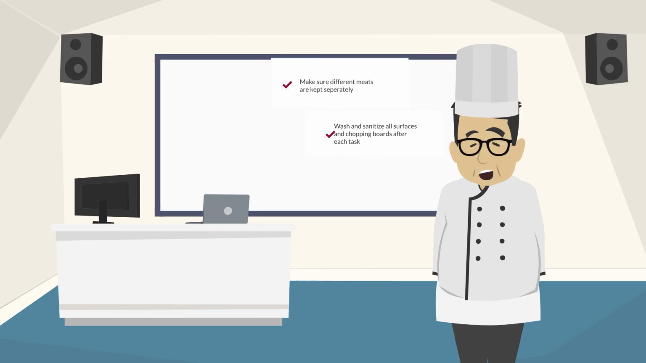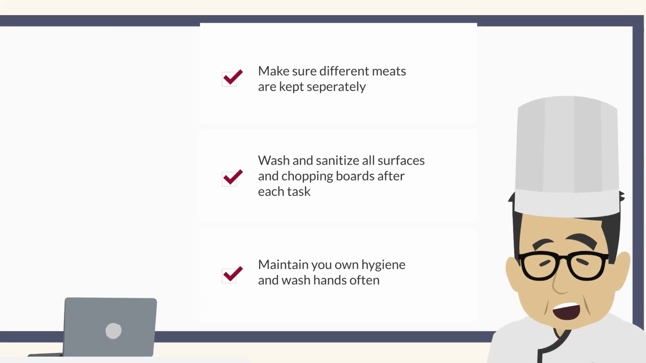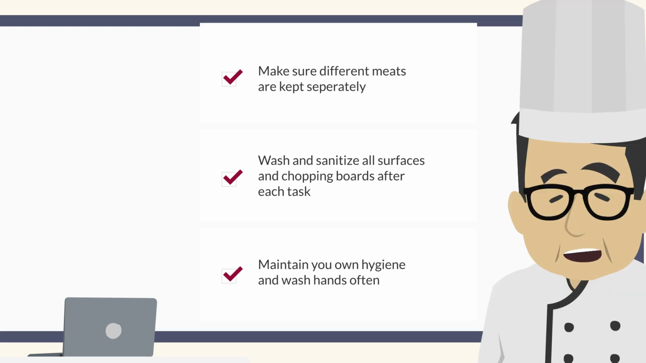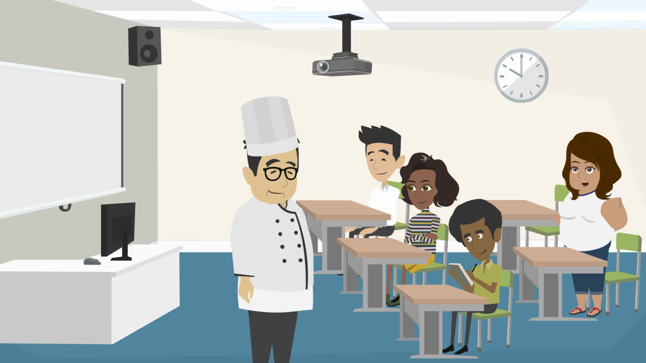We can prevent cross-contamination by a few good practices. Make sure that your food is kept separately during transport and storage. Also ensure you wash and sanitize all equipment before beginning a new task. And lastly, maintain your own hygiene practice. Tomorrow we will learn about how to keep food in the refrigerator to ensure that there is no cross-contamination. If we follow all these practices, we can ensure food safety.